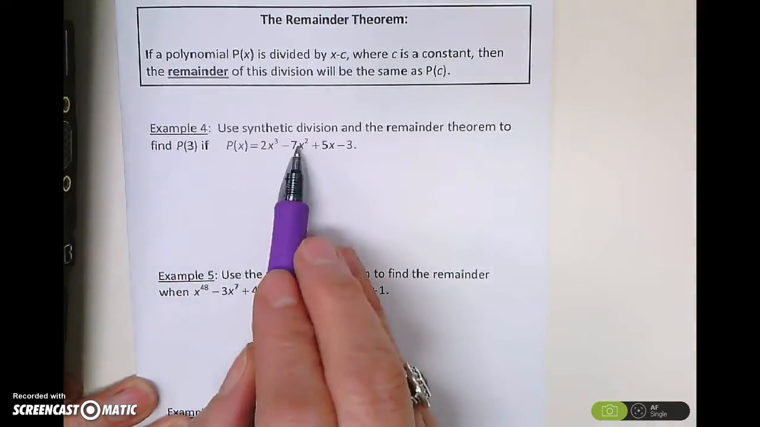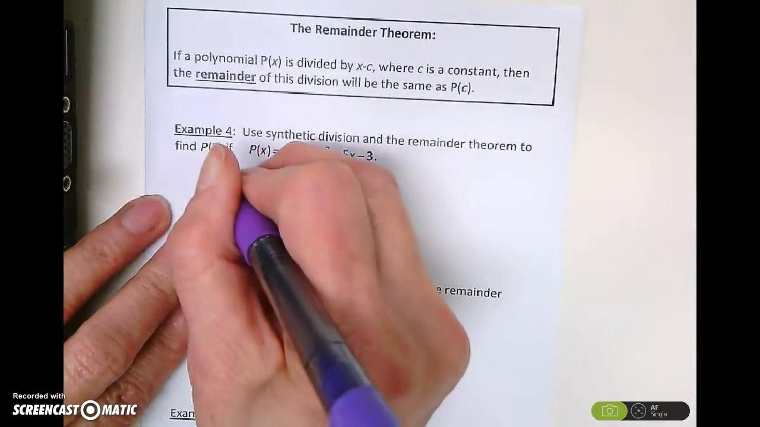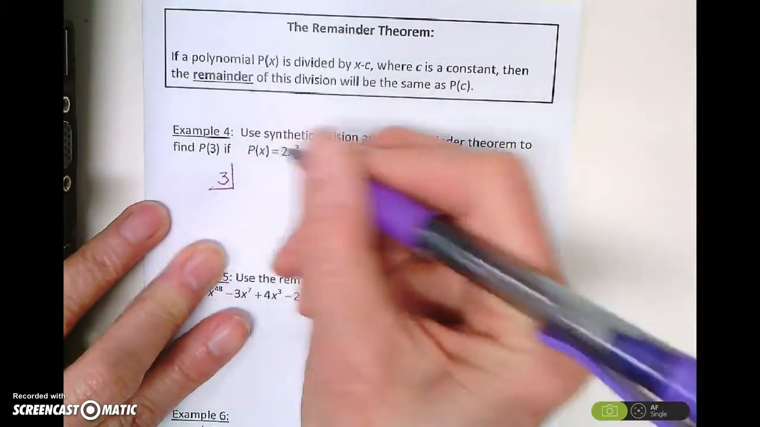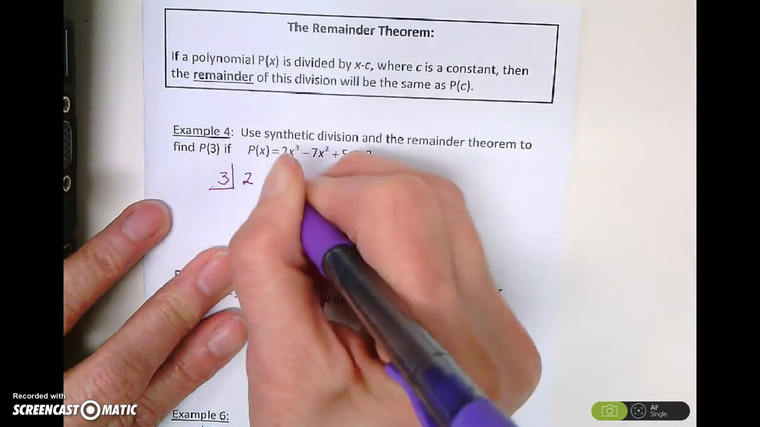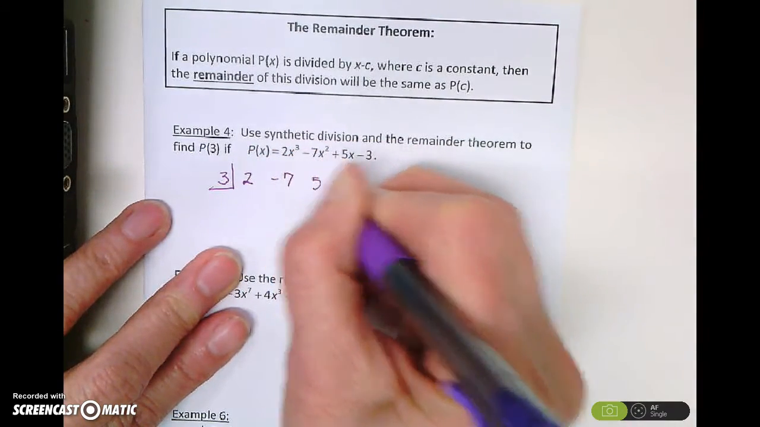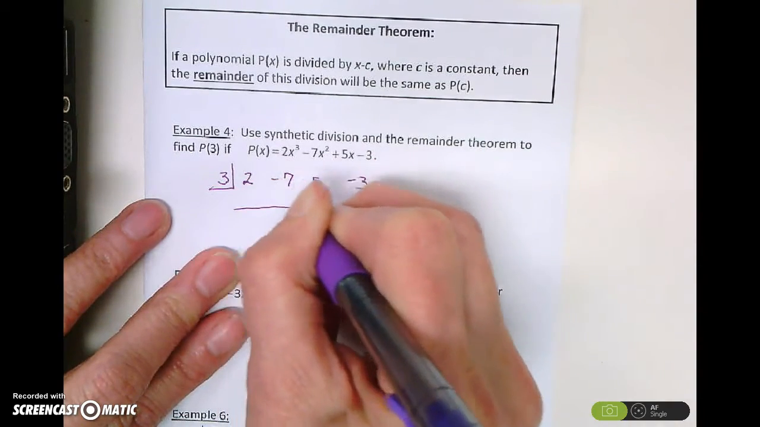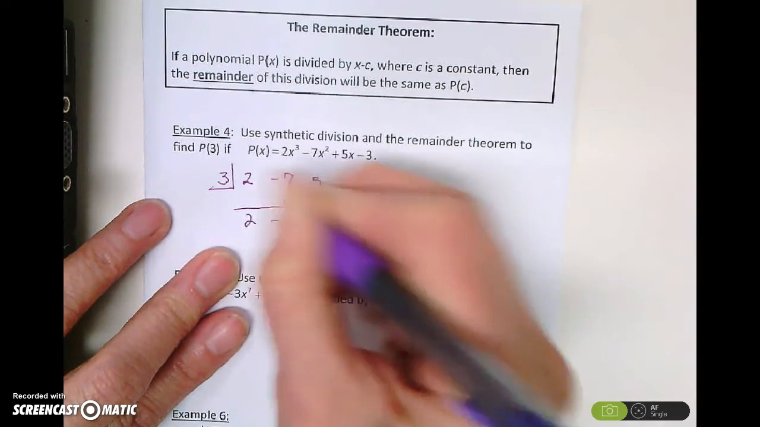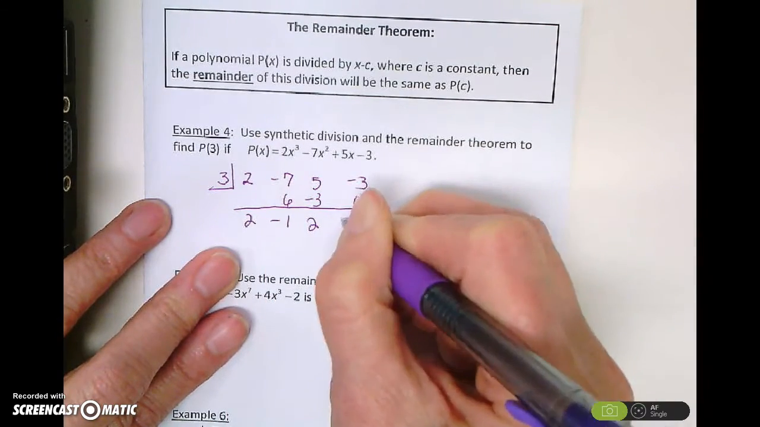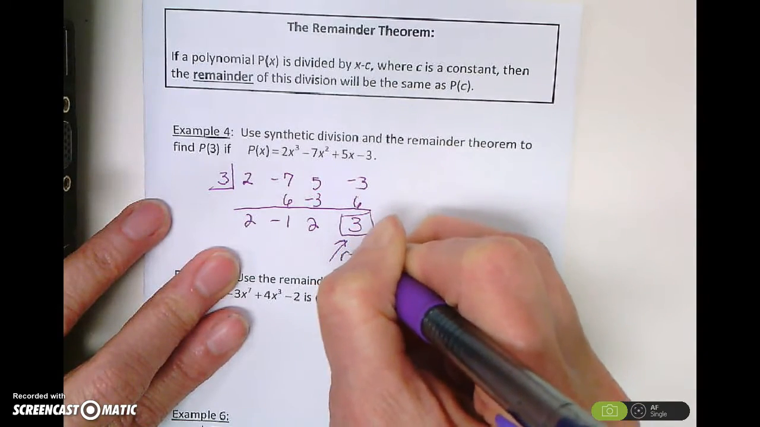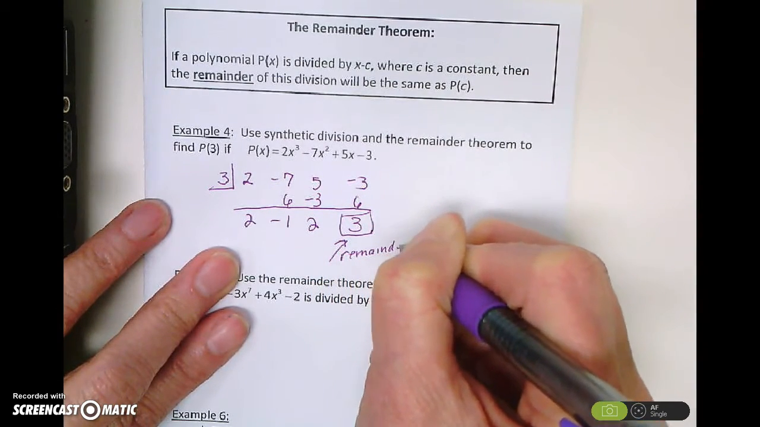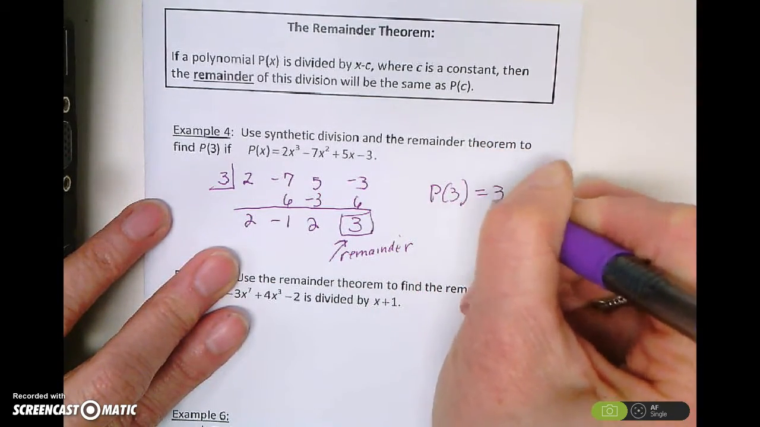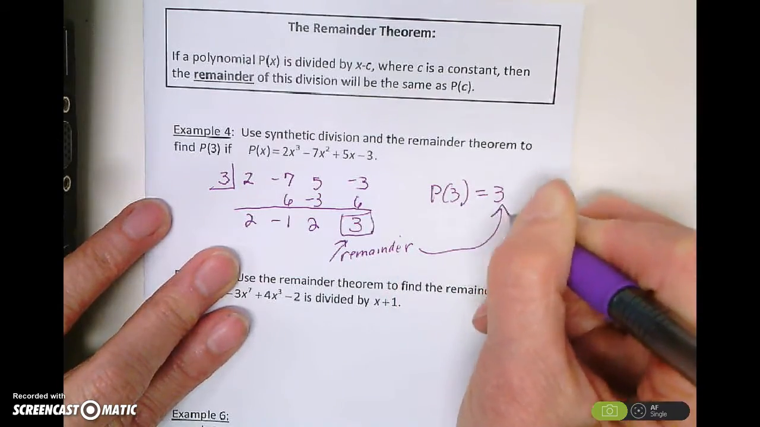So rather than substituting, I'm going to do division, and the number in the box is going to match the p of 3. And I'm going to then have in here 2, negative 7, 5, negative 3. And that'll be 2, 6, negative 1, negative 3, 2, 6, 3. So here's my remainder right here, the last one always is the remainder. So that tells me that p of 3 is also equal to 3.